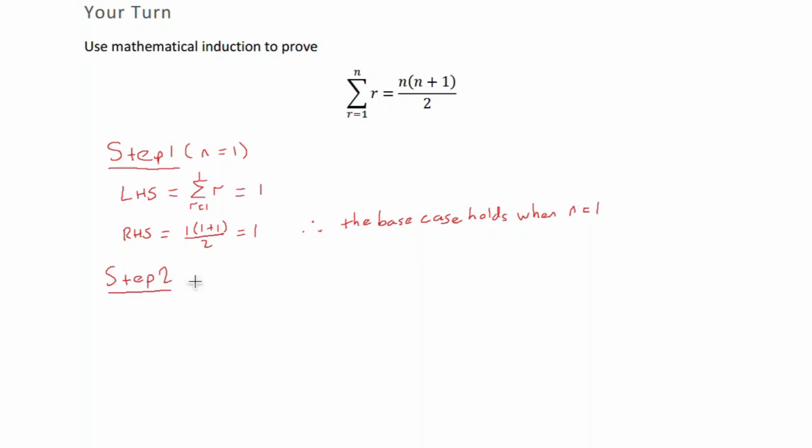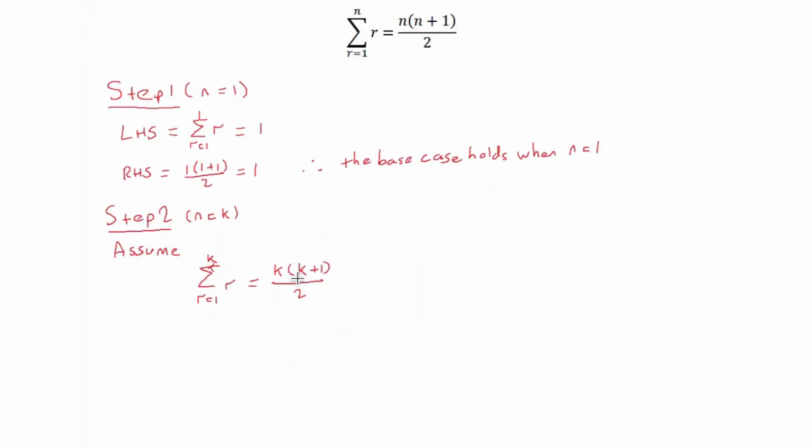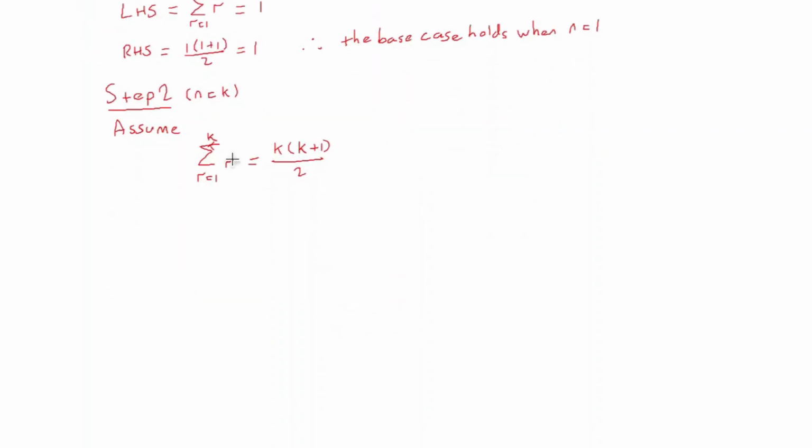Step 2. Step 2 is when n is equal to k. We're going to assume that the sum from r equals 1 up to k of r is equal to k times (k plus 1) over 2. There we go. And that's our assumption. Now we move on to step 3.